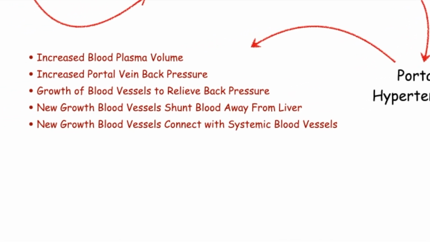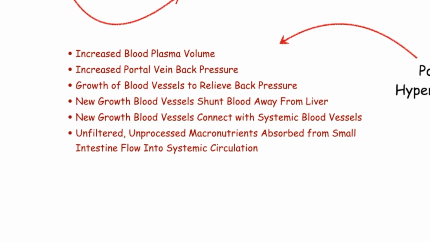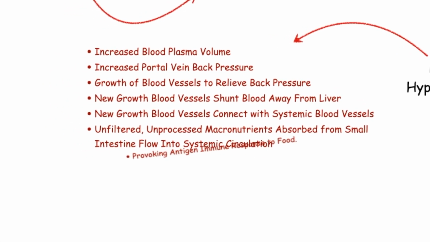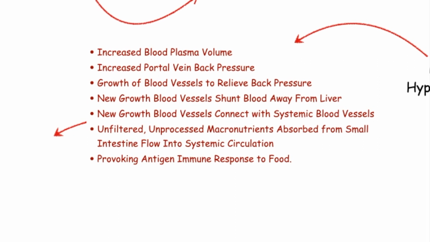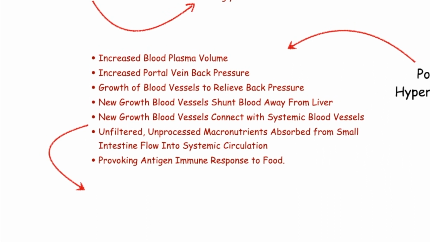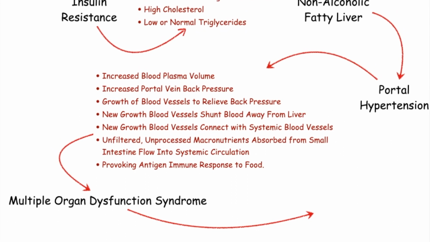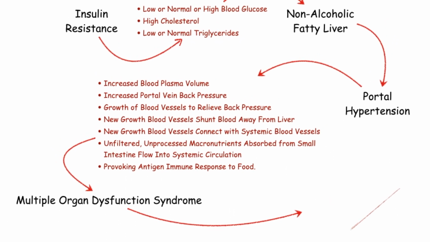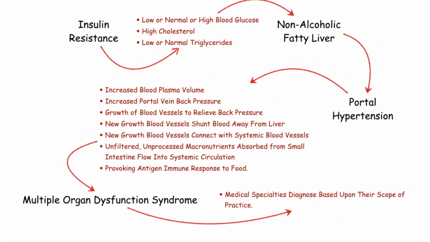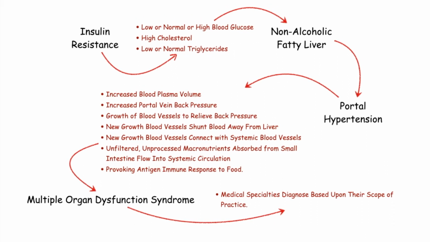The new growth blood vessels shunt blood away from the liver. Enough growth occurs where the new growth blood vessels connect with systemic blood vessels. This allows the unfiltered, unprocessed macronutrients absorbed from the small intestine to flow into systemic circulation, provoking an antigen immune response to food that occurs shortly after eating.